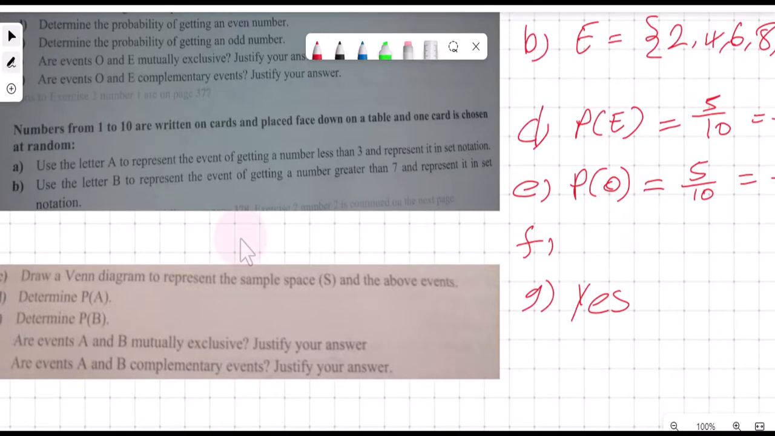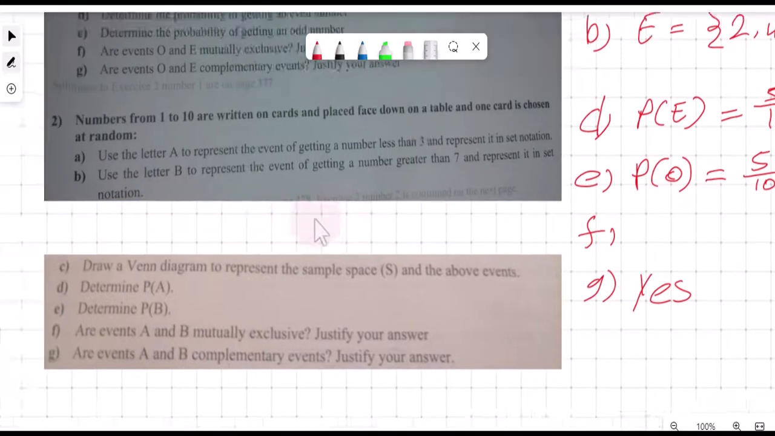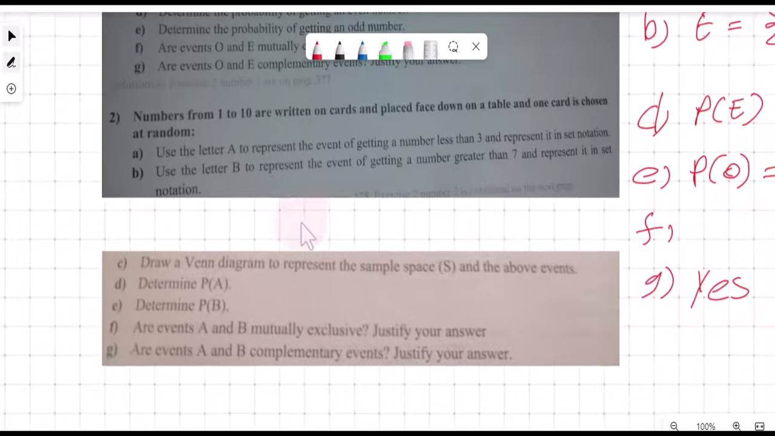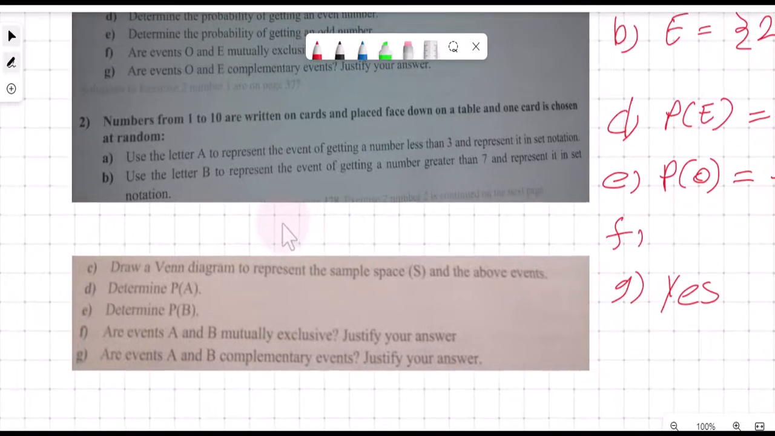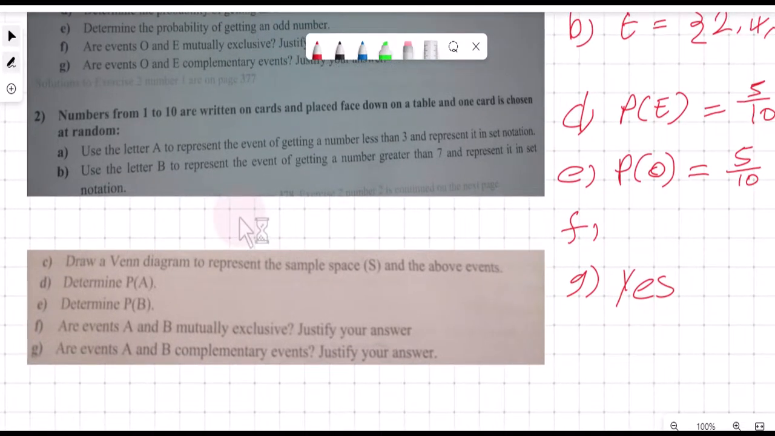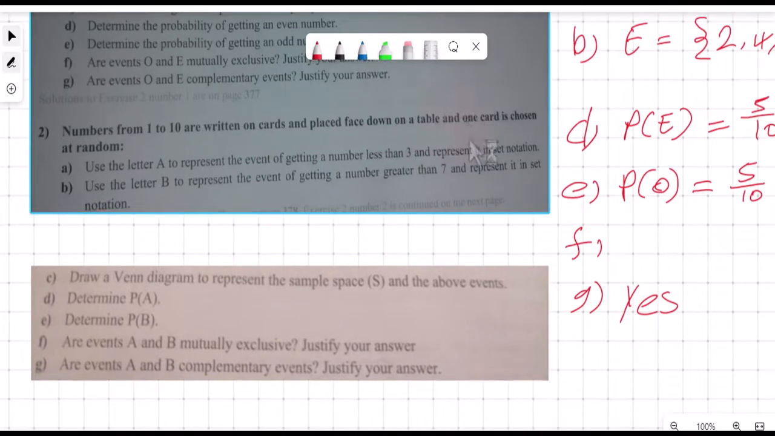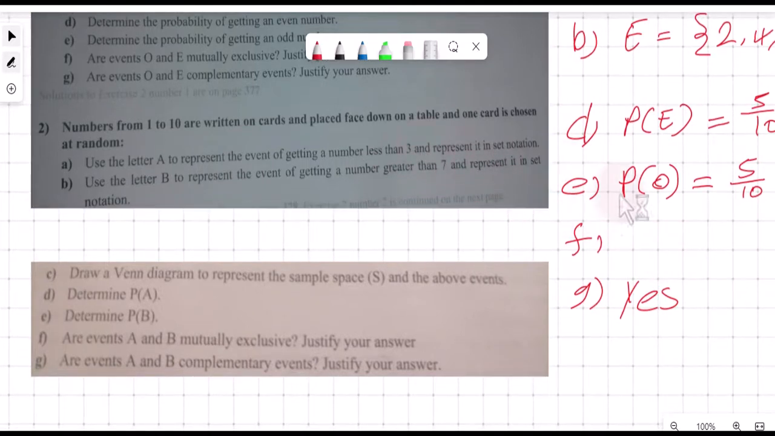Let's see here. Number 2. Numbers from 1 to 10 are written on cards and placed face down on a table, and one card is chosen at random. So we have 1 to 10 again. Use the letter A to represent the event of getting a number less than 3. So let's go, number less than 3, and represent it in a set notation.